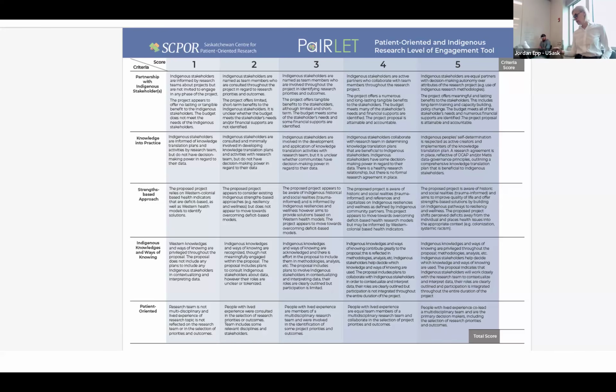And then the last row is about how to keep it patient-oriented. So we want community engaged, but we also want individuals with lived experience, right? If we're looking at, for example, Indigenous birthing practices, we want to ensure not only is the community involved, but also women who are interested or have given birth to babies. We still need people with lived experience who can speak to the topic. So this is a tool that we use when we work with Indigenous communities.